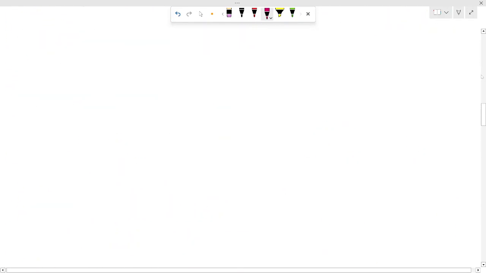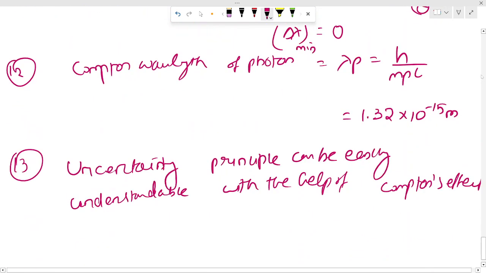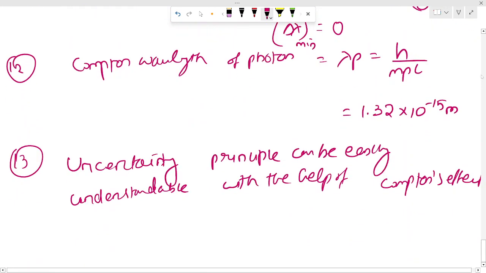It's an important long question for your BSc, okay, and in view of your entrance examination, problems come from these portions, okay.